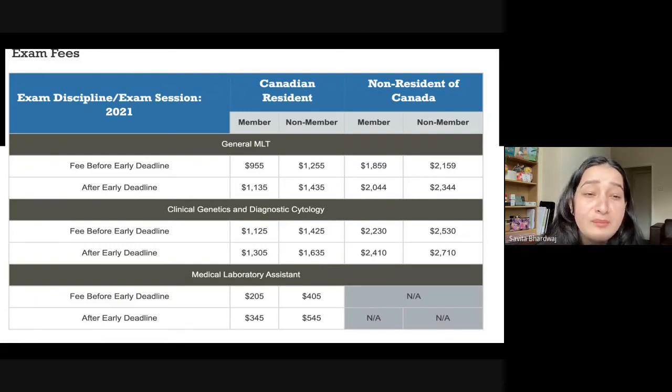This is the fee before the early deadline, and after. The fee is mentioned here on the website. You can check it. The fees are different for medical assistants, and for non-residents or residents of Canada. There is a huge difference. But you can still go for Canada with the examination. If you have this certification, CSMLS, nobody can stop you from applying. Nobody can say you can't apply for PR.